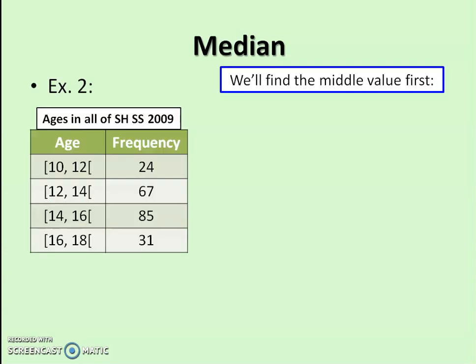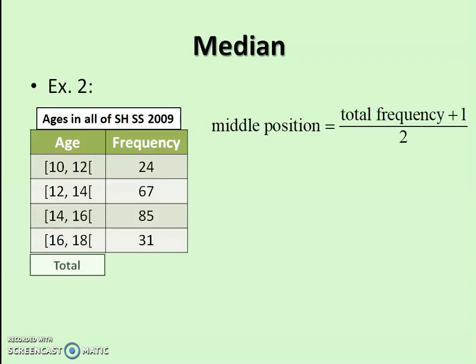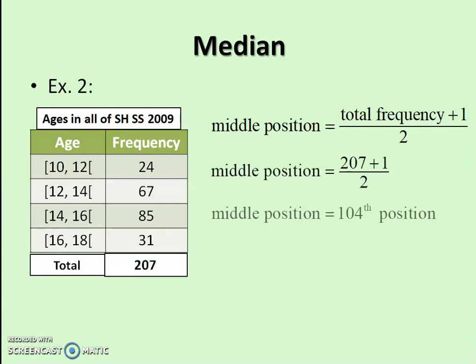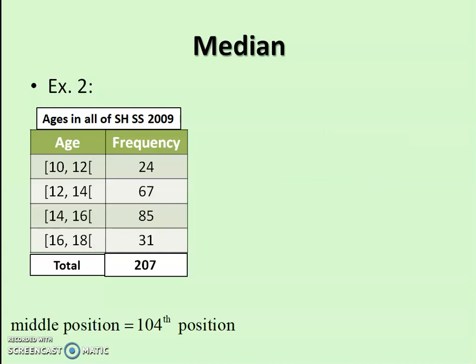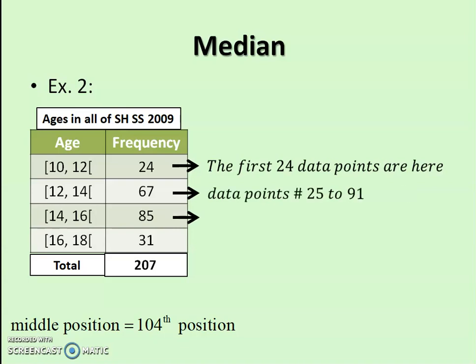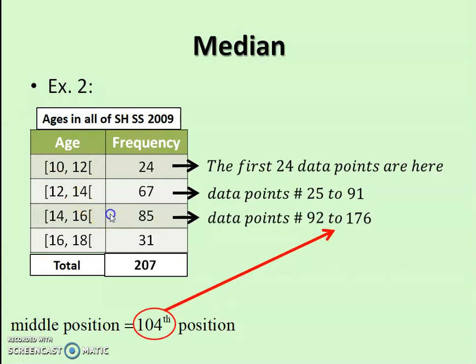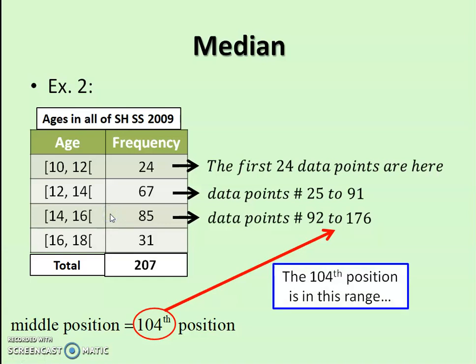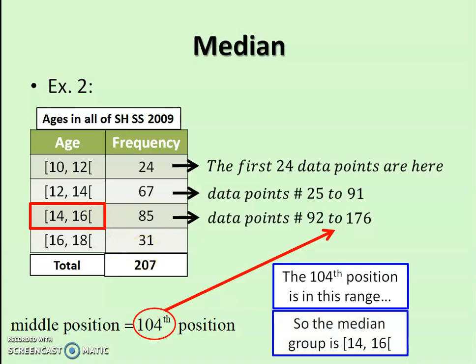And same for something like this. If I wanted to know where my middle number is, I would take the total frequency plus 1 divided by 2. That tells me where to find my median. I'm looking for the 104th number. And then I'll figure out where that is. This one's going to go up till 91. This one's going to go up to 176. So my 104th number is going to be in this category, which means that, again, my median isn't 104, nor is it 85. This is the actual data. So my median category is 14 to 16. That's where the middle value of this data is.